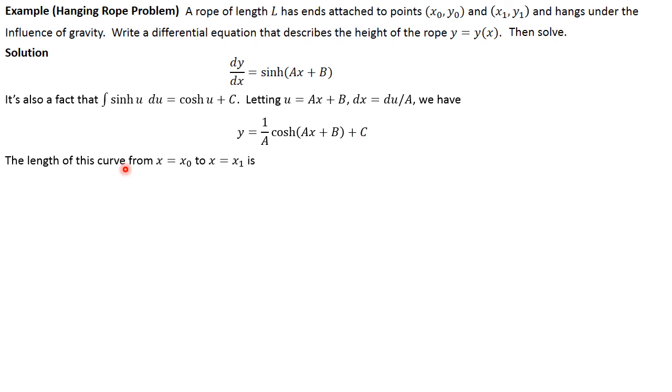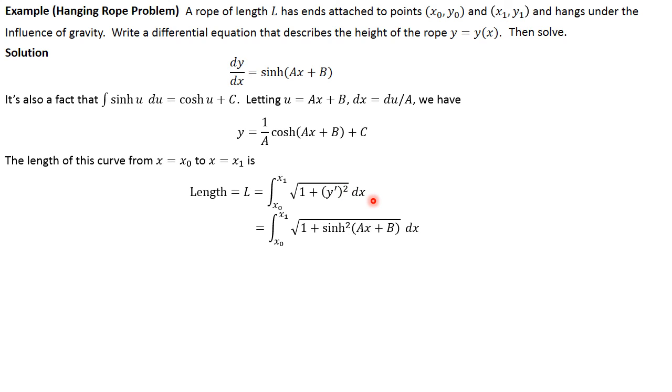So the length of this curve from the left side to the right side is given by the arc length integral that you should have learned in Calculus 2. We integrate from the left side to the right side of the square root of 1 plus the derivative squared with respect to x. And if we write out what that is, the derivative of y is the hyperbolic sine of ax plus b. And then 1 plus sinh squared is cosh squared. So when we take the square root, that squared goes away, and we're just left with this very nice expression. And the integral of hyperbolic cosine is hyperbolic sine.